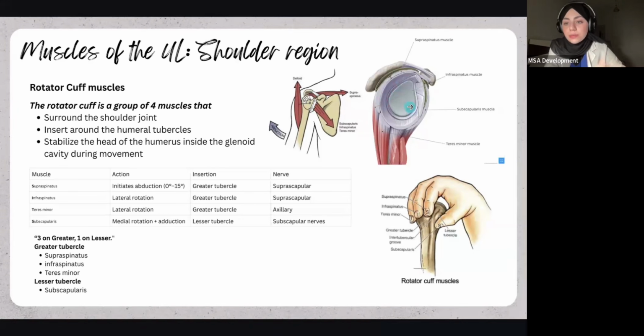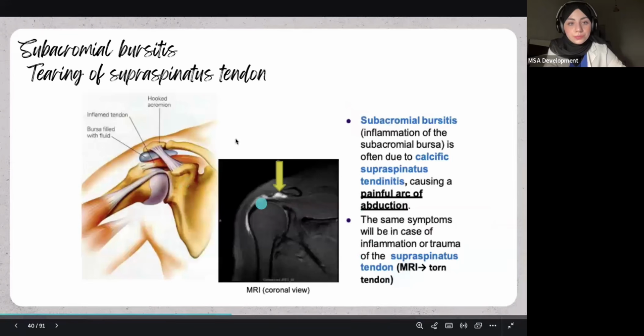They're going to be the SITS muscles. So SITS, first of all, is going to be supraspinatus, infraspinatus, and then teres minor muscle. And then the only muscle that you have left is going to be on the lesser tubercle, which is going to be the subscapularis muscle. That's pretty much it. And this is going to be just a review of everything.